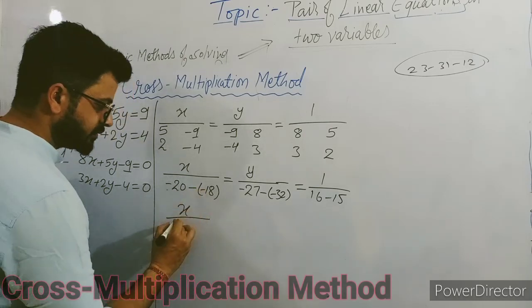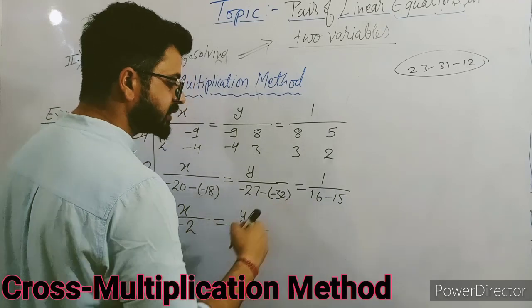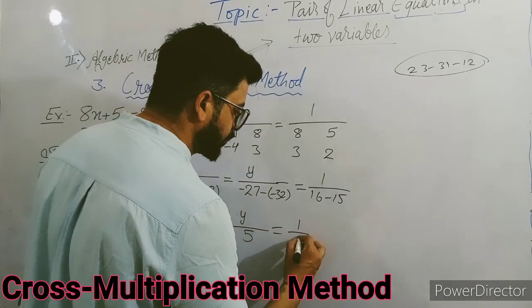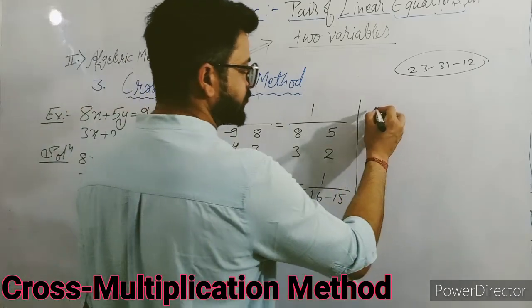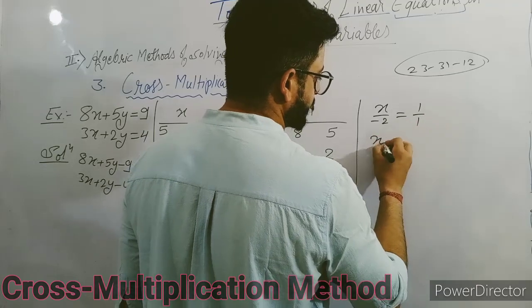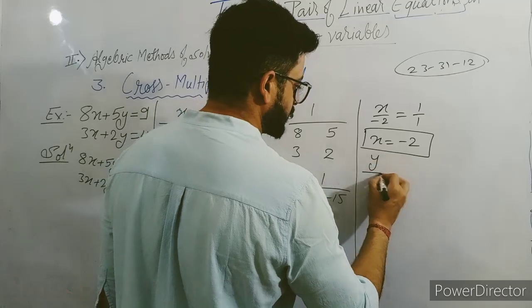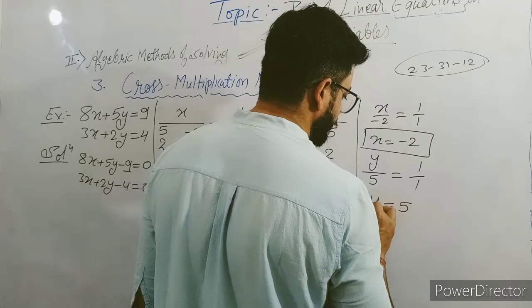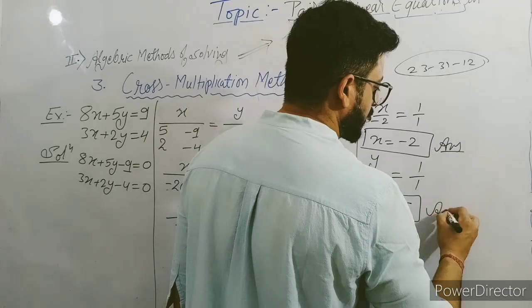Now x upon plus 18 minus 20, minus 2, is equal to y upon plus 32 and minus 5 is equal to 1 upon 1. Now on comparing, we'll compare first and last. Always we'll compare to the last. 1 upon 1. Now x value came minus 2. Then again we'll compare y also to the last. So y value came 5. This is the answer. X and y values came, and we are solving the equation.